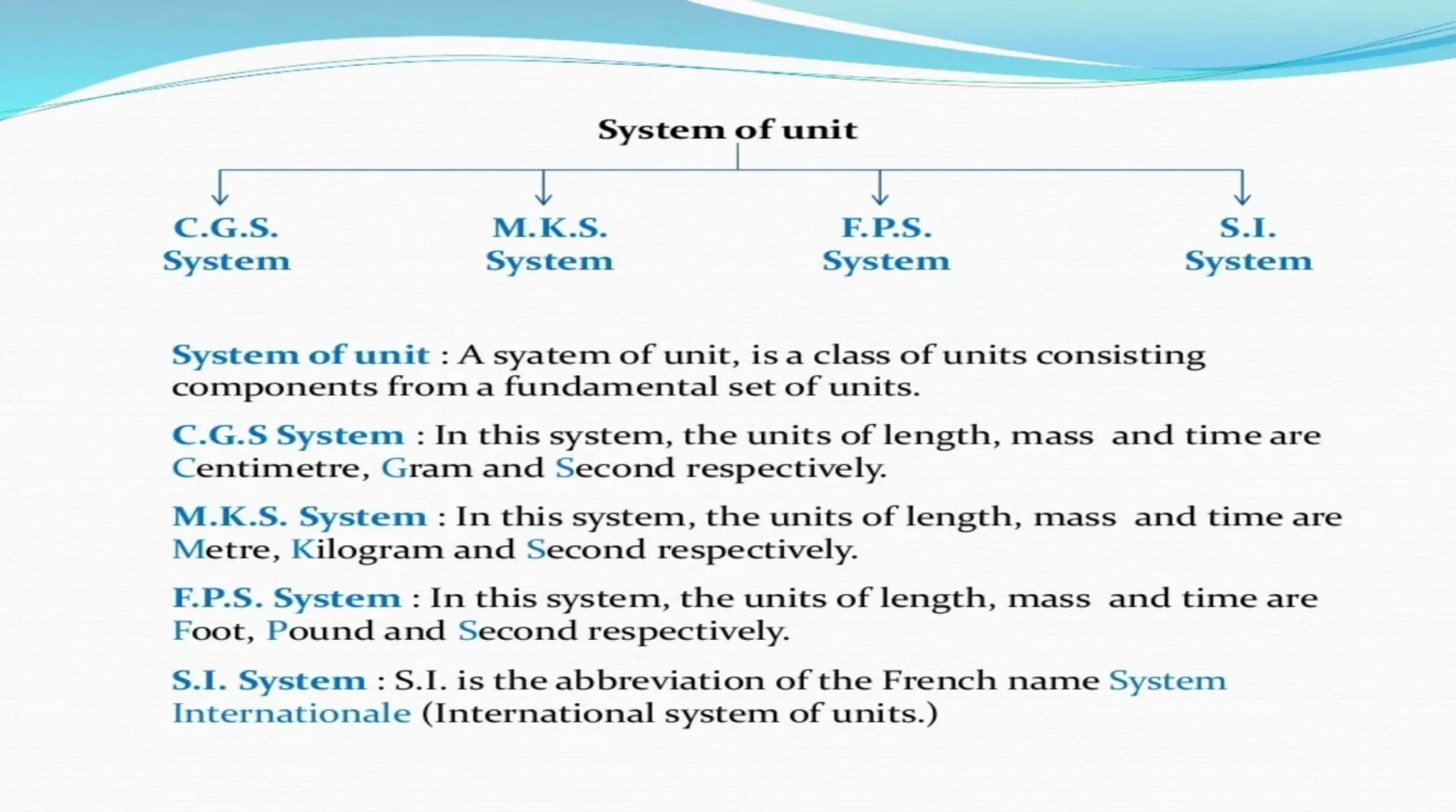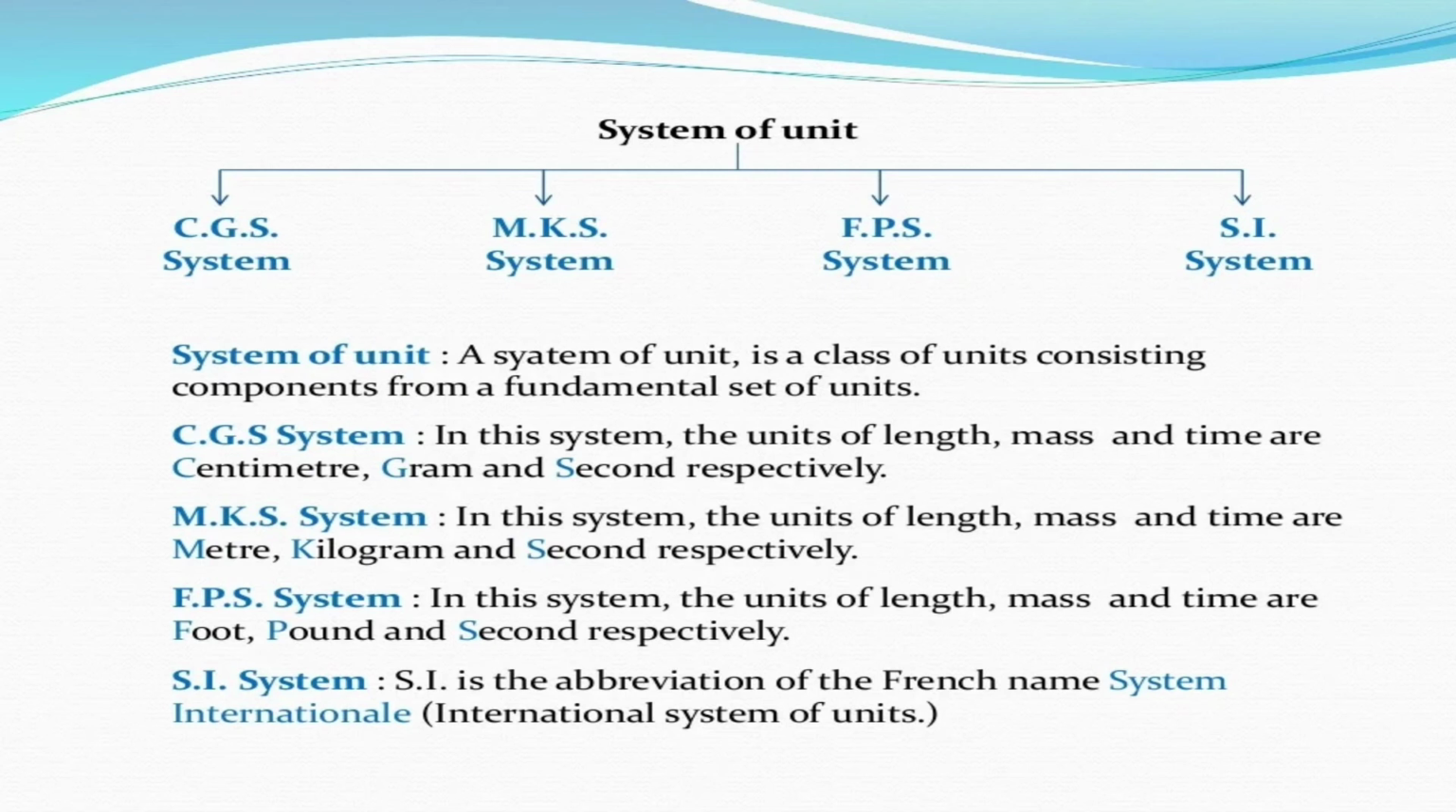Systems of unit is divided into 4 categories: CGS system, MKS system, FPS system, SI system. CGS system. In this system, the units of length, mass and time are centimeter, gram and second respectively.